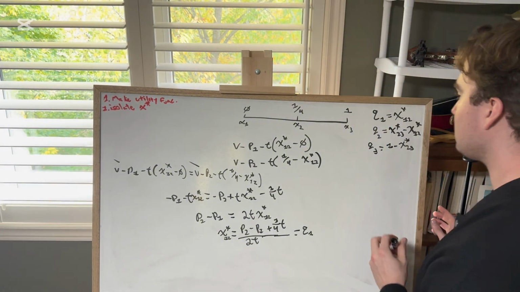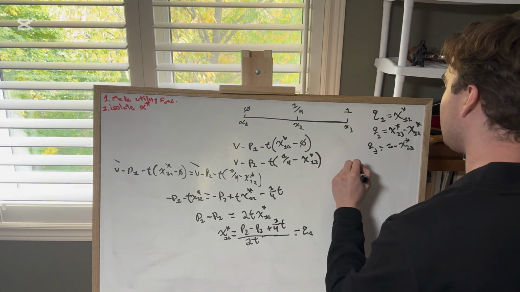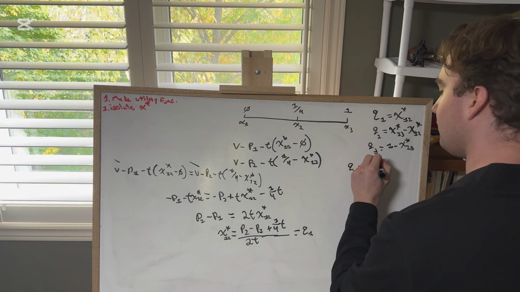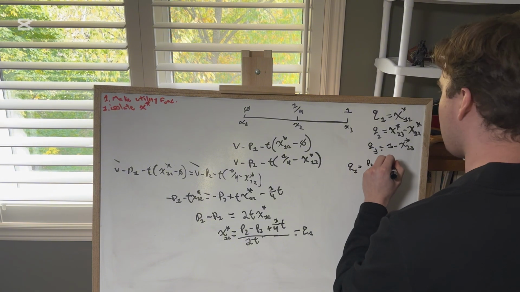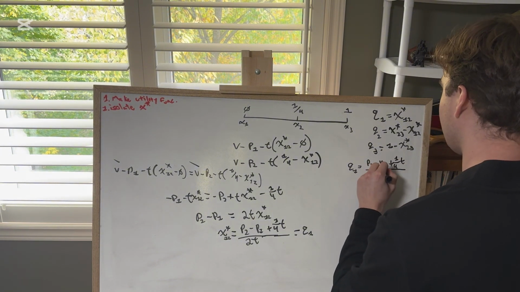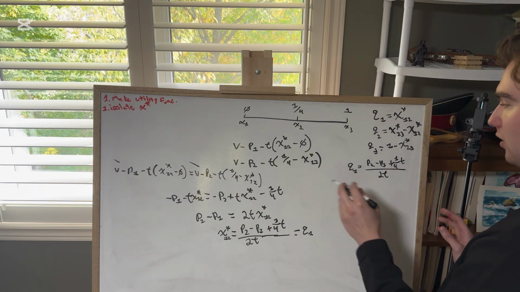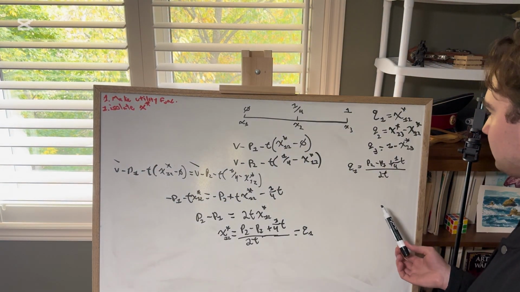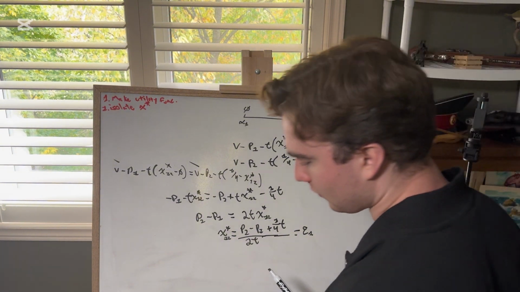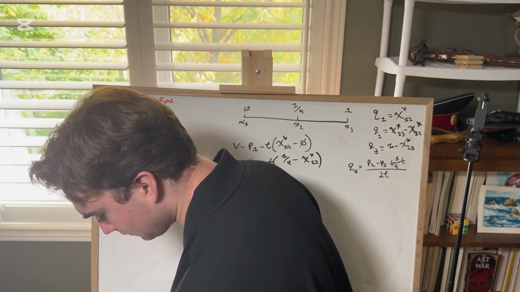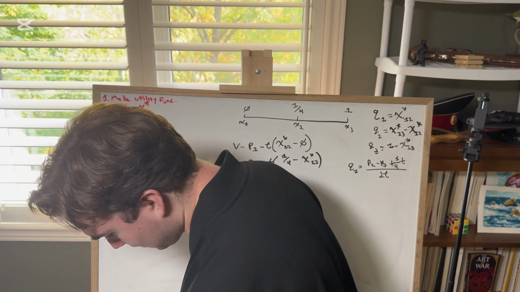So if this is the case, then we know that Q1 is equal to P2 less P1 plus 1 over 4T, all over 2T. Okay, so we've solved for the first one. Now I'm going to erase everything else because we really don't need it.